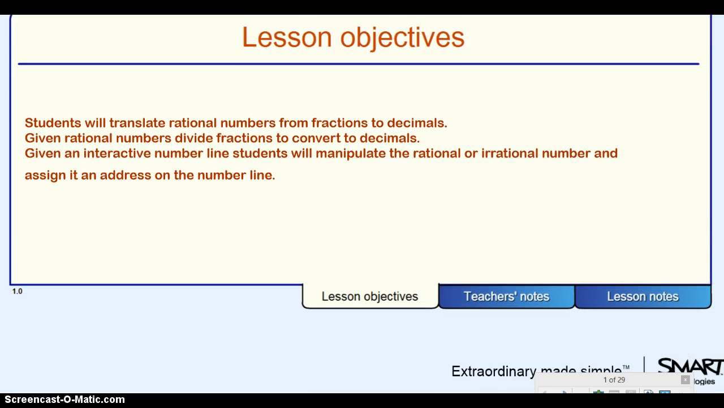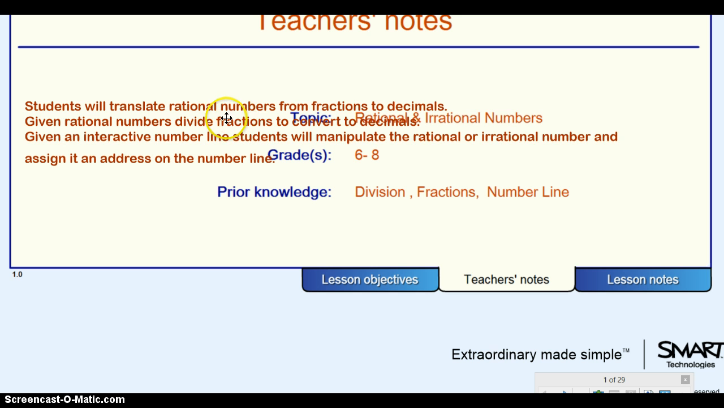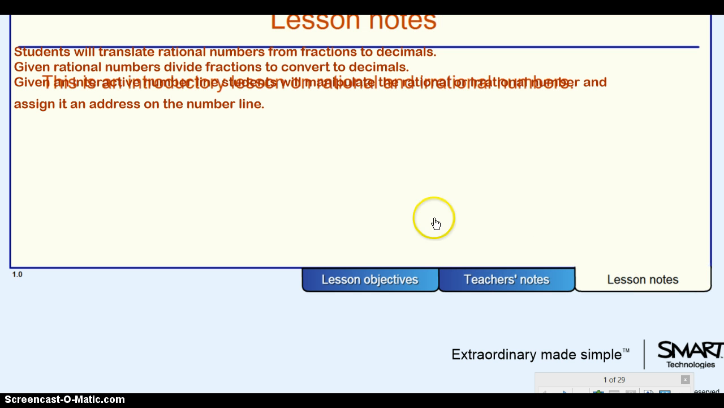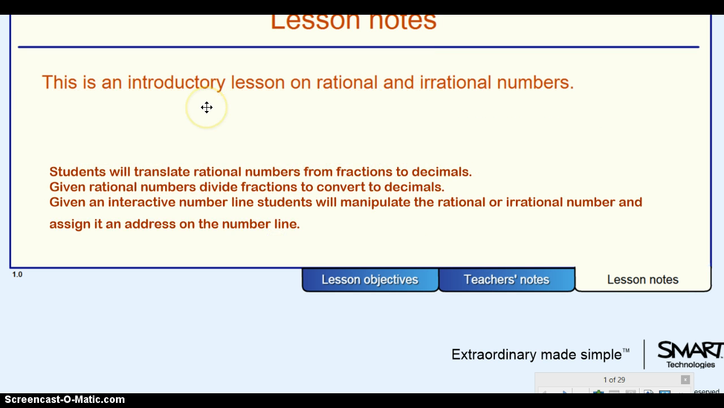If you scroll down on this page, you will also see teacher notes, as well as our grade band, which is 6 through 8, and lesson notes as well. And again, this is just an introductory lesson on rational and irrational numbers. Let's move forward in the Smart Exchange lesson.